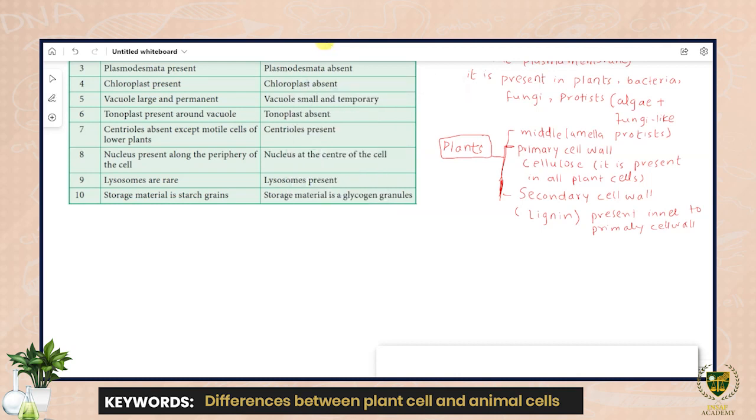Which we can also say as plastids. इंशाल्लाह डिटेल से पढ़ेंगे इस चैप्टर के अंदर. ठीक है? The plastids, they are of three types.